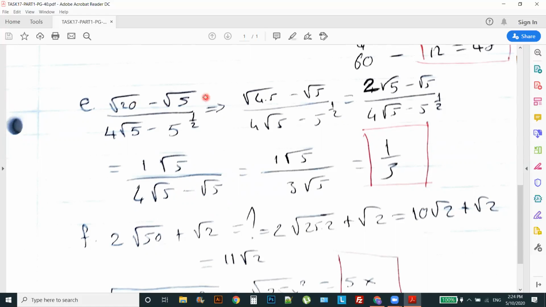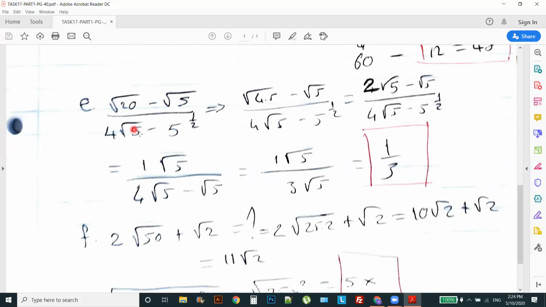So 20, again, I'm going to find the factors of this. So root 20 is 4 times 5 inside the root. 4 is a perfect square, it will come out of the root as 2, so it's going to be 2 root 5. So root 20, when I simplify it, is basically 2 root 5 minus root 5. Okay, 2 root 5 minus root 5.